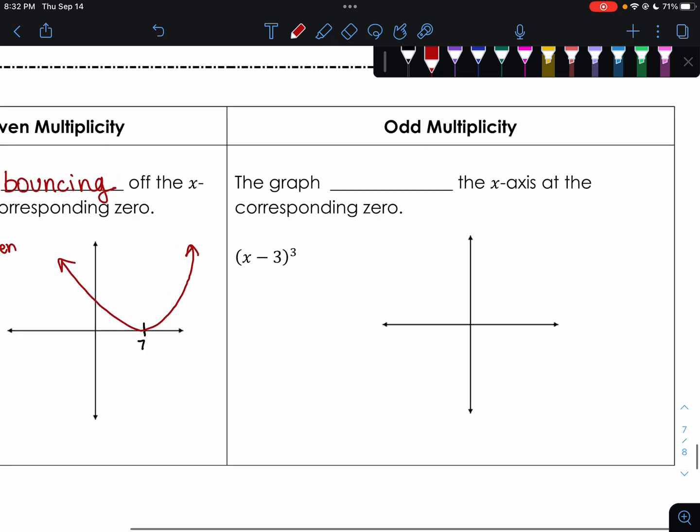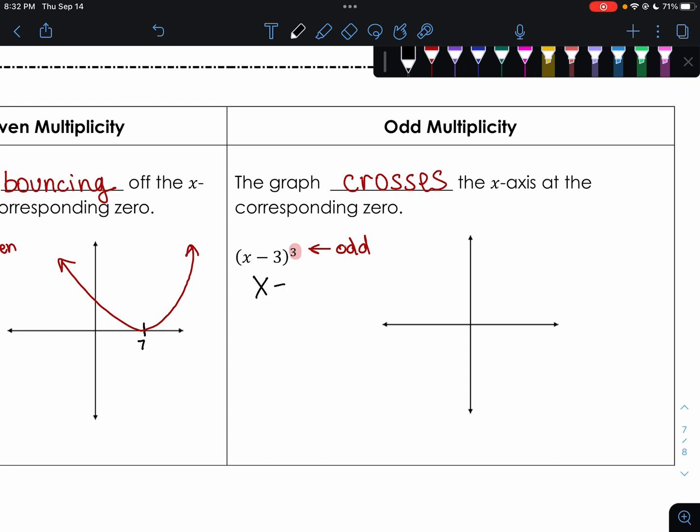Now, if we have an odd multiplicity, that means the graph is going to cross the x-axis at the given zero. So here is my degree, that number is odd. And it tells me how it's going to cross there. So if I have x minus 3 equals 0, then that tells me that x equals 3 is a zero. So there's 3 on the graph, which means this could cross something like that. Boom.